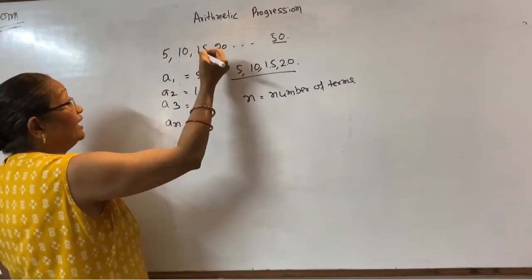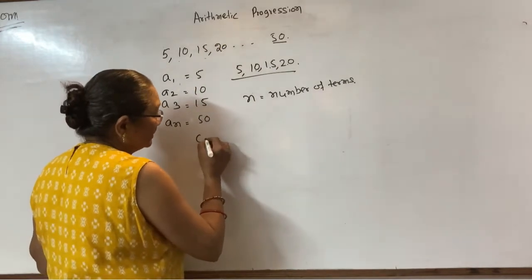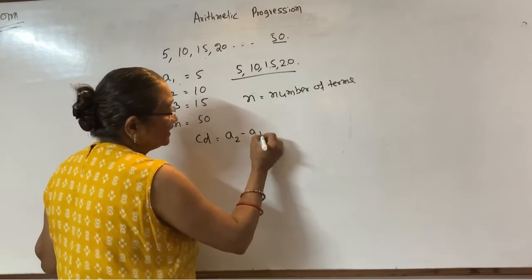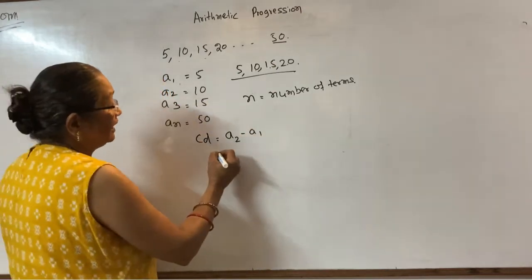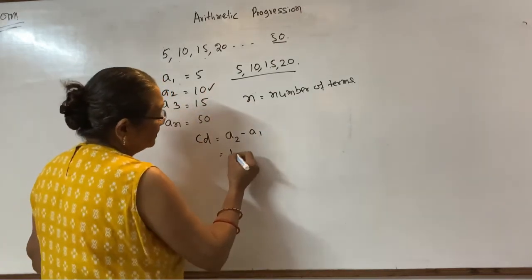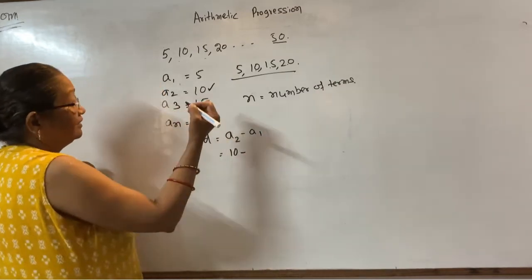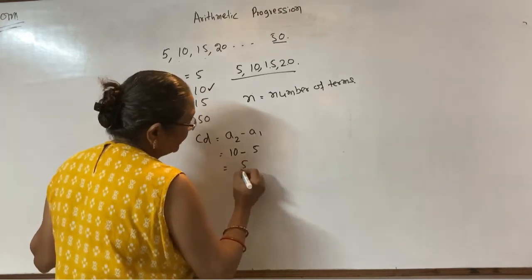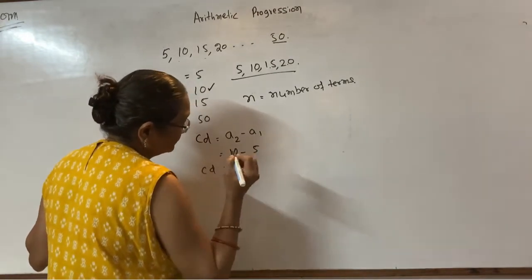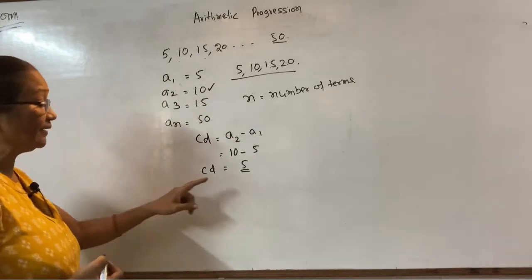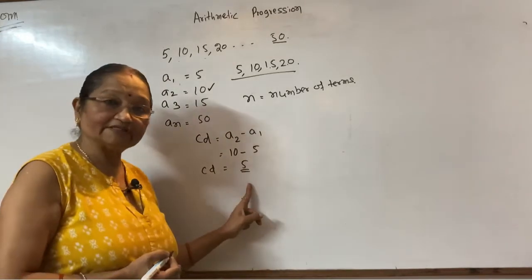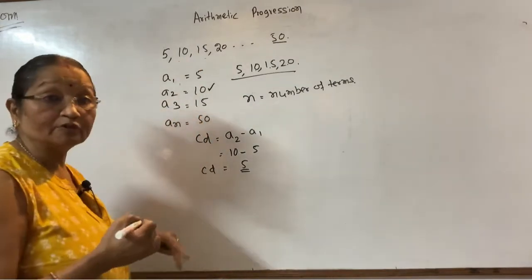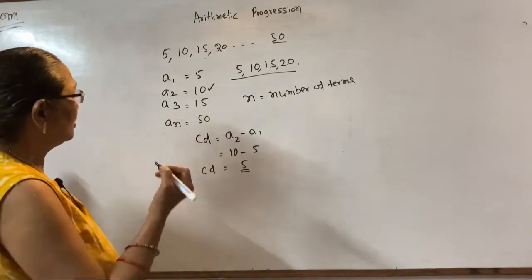So now what is the formula to find the common difference? Common difference equals A2 minus A1. This is the common difference. That means what is our second term? 10, minus the first term, which is 5. So 10 minus 5 is 5. This is our common difference. Sorry, not common term, common difference, right? So if he asks whether this is an AP or not, okay, this is 5.